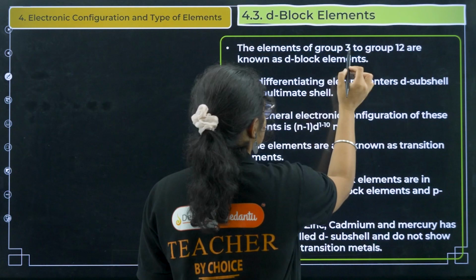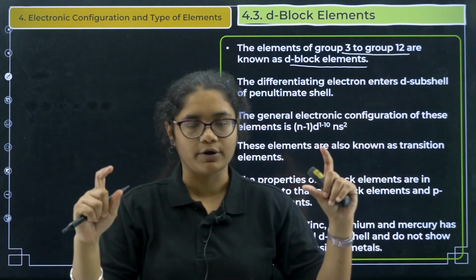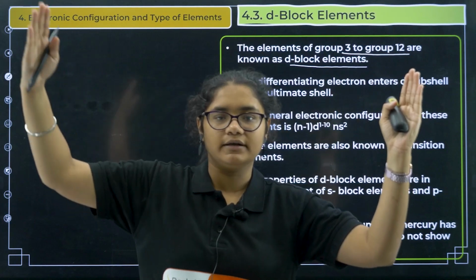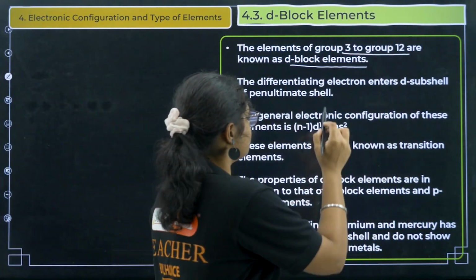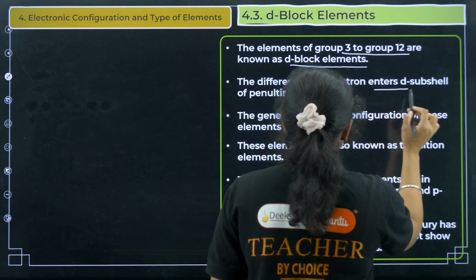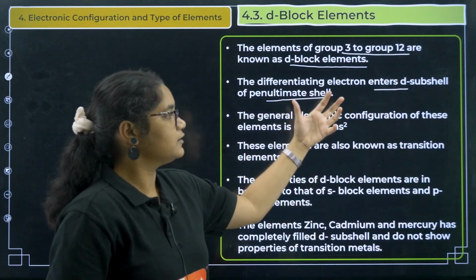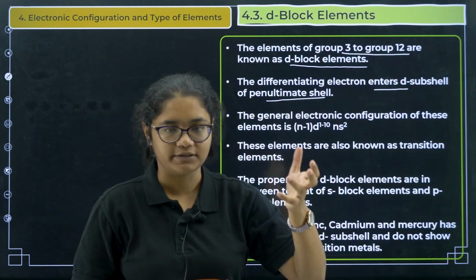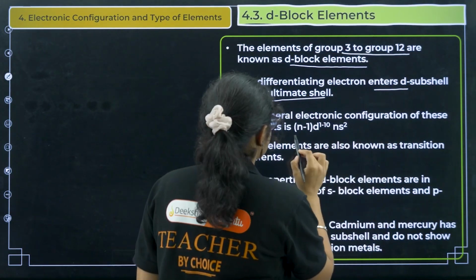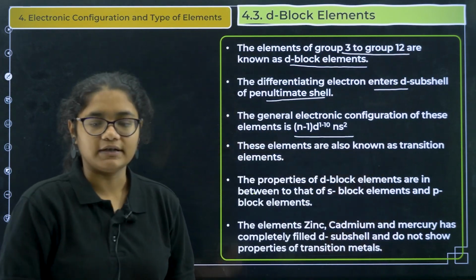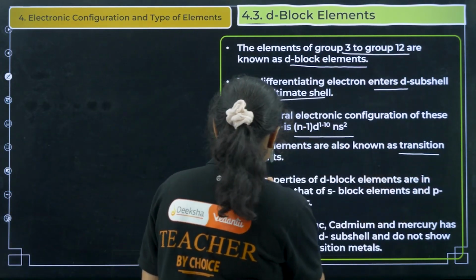Group numbers 3 to 12 are called D block elements. They are in the middle of the periodic table. Here 1, 2 and then 13 to 18. In between we have 3 to 12. Now the differentiating electron enters the D subshell of the penultimate shell. That is why it belongs to D block. The general electronic configuration of these elements is (n-1)d1 to 10 ns2. These elements are also known as transition elements.